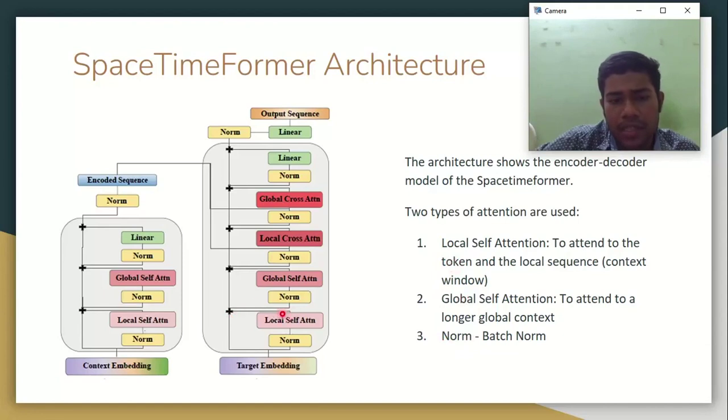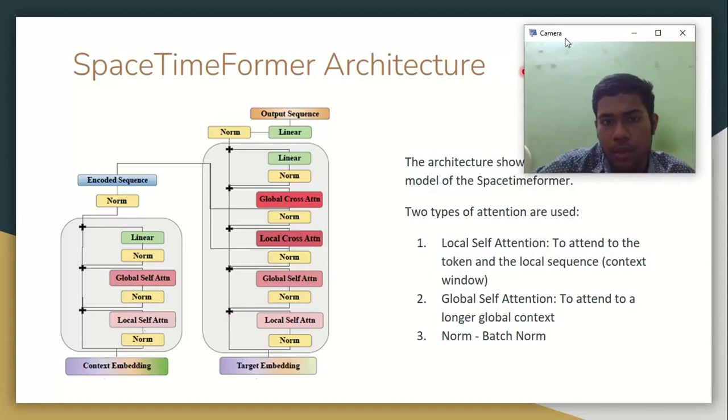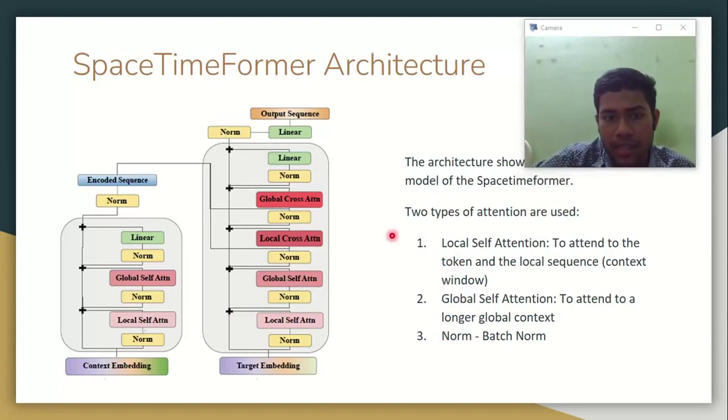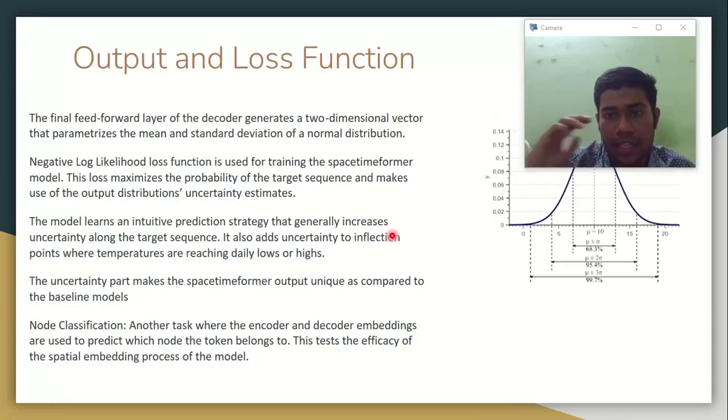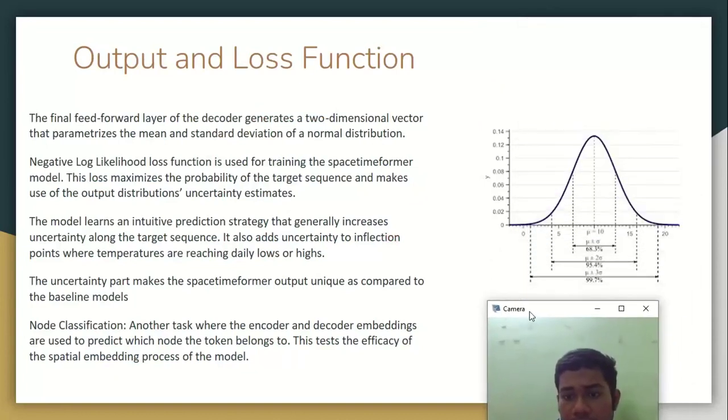The norm is the batch norm, which is used for stabilizing the training process. So we do the batch norm before passing to the different layers like the attention layer and the feed-forward neural networks. And now talking about the loss functions.